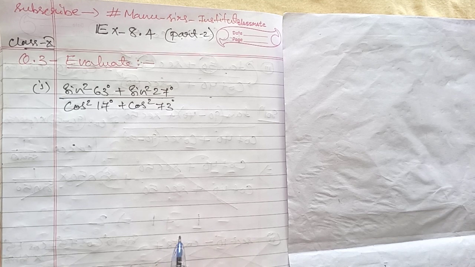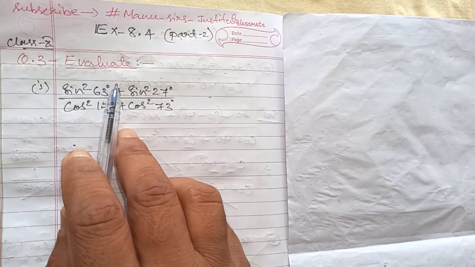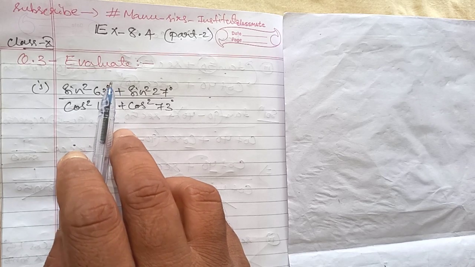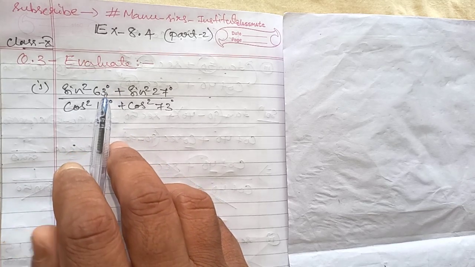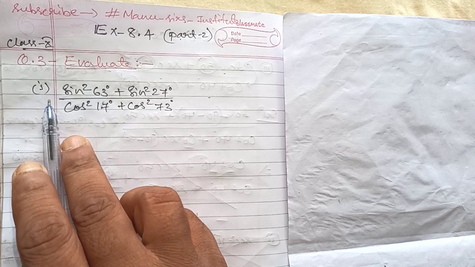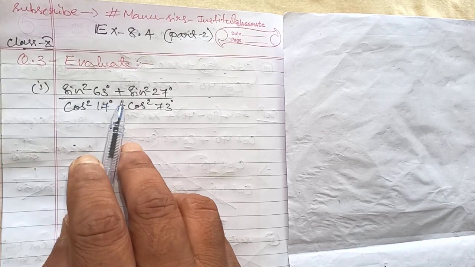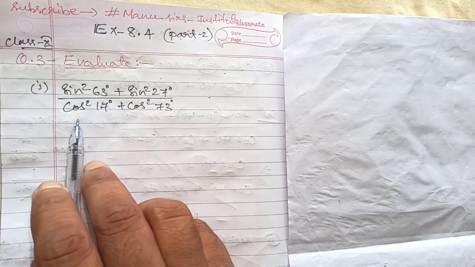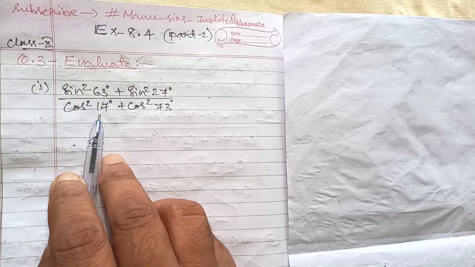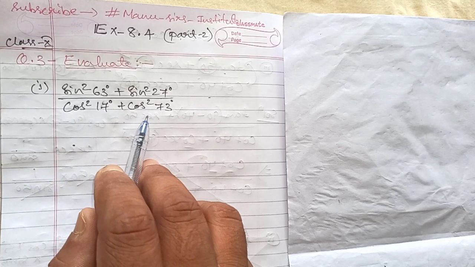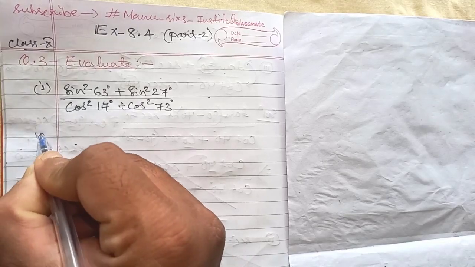In question number 3, the question says evaluate, which means we have to solve and get the answer. In the first bit, it is given: sine square 63 degree plus sine square 27 degree, whole divided by cos square 17 degree plus cos square 73 degree. So we will solve this question.